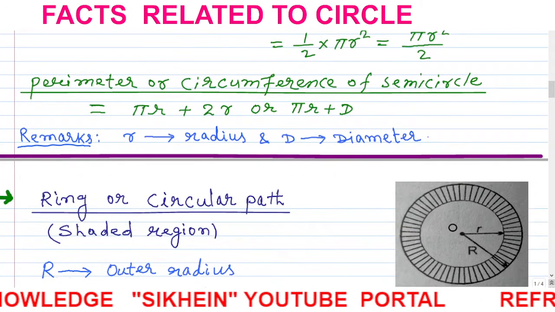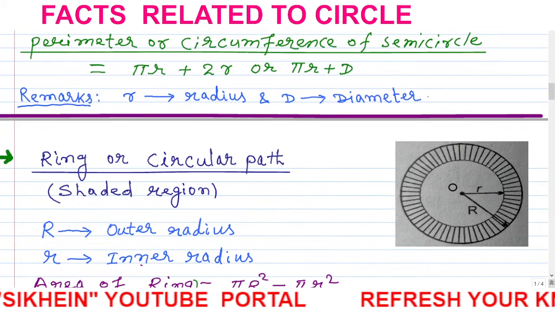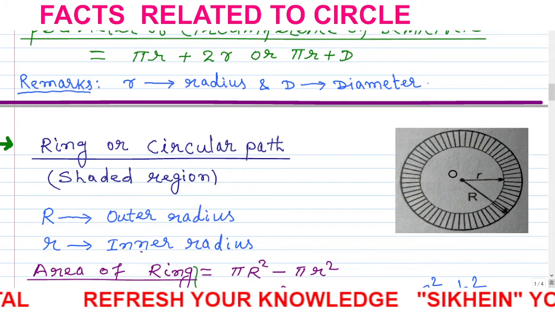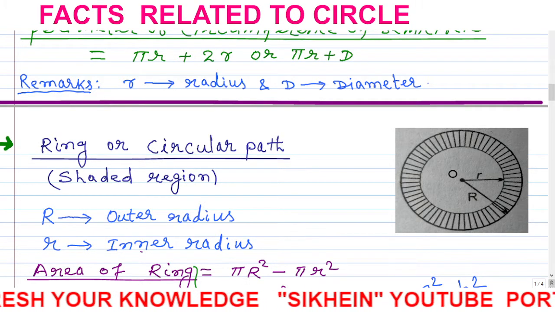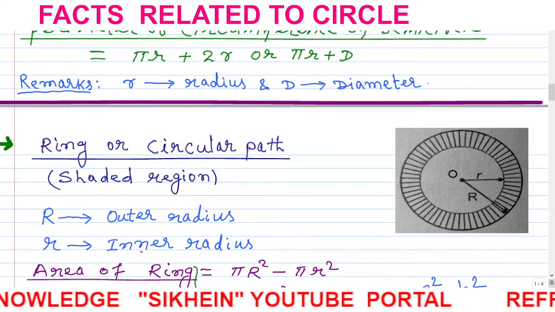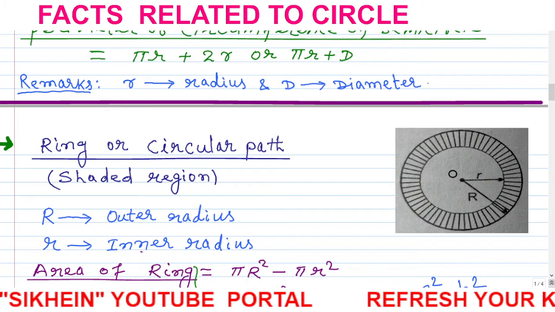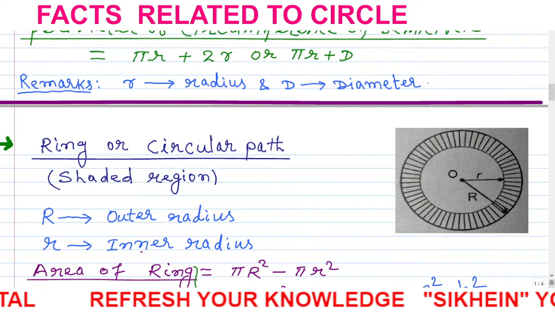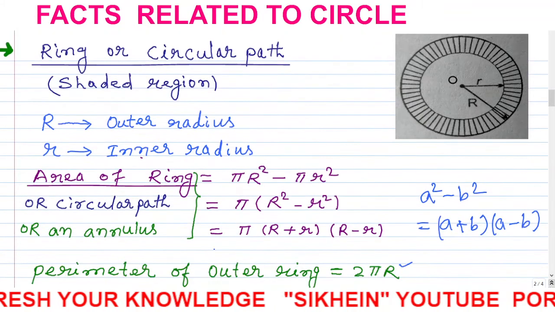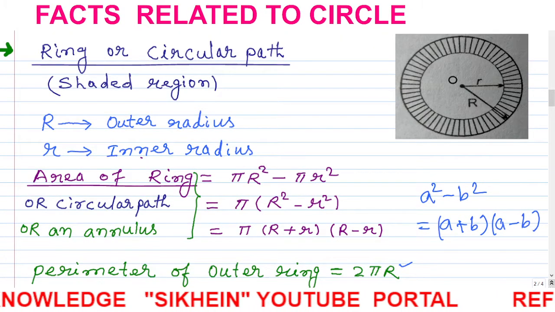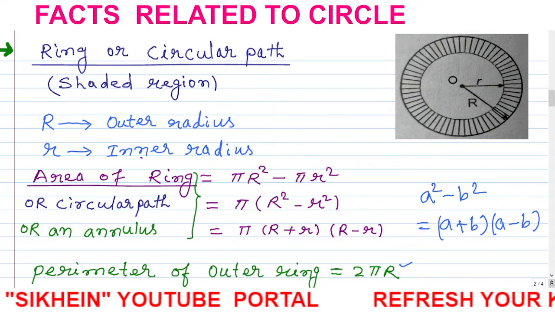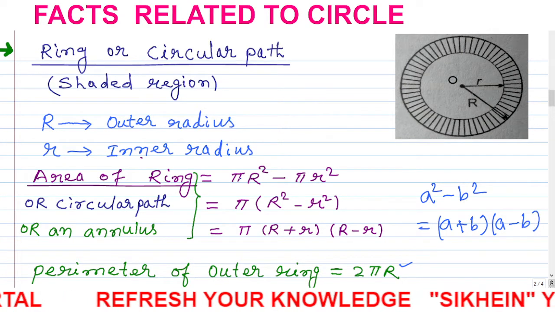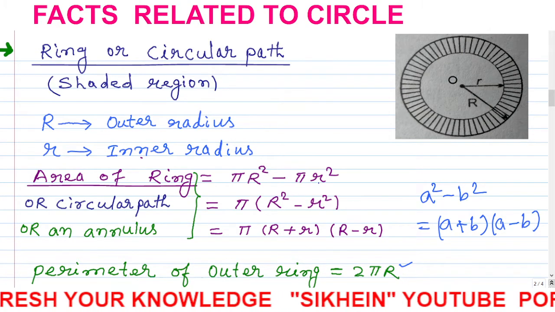Now next, ring or circular path, that is the shaded region. Here I have taken capital R for the outer radius, meaning the outer circle, and small r for the inner radius of the small circle, you can say. Area of ring, or we can say area of circular path, or area of an annulus, is pi capital R square minus pi small r square.